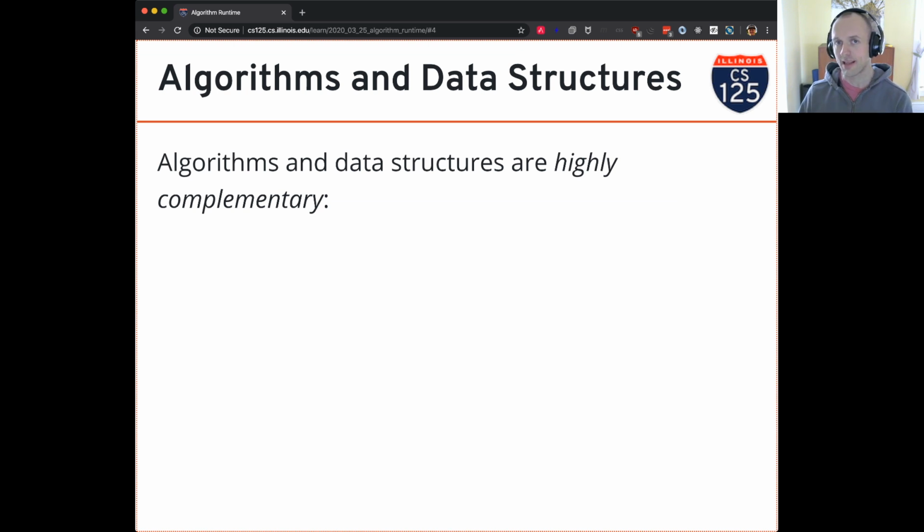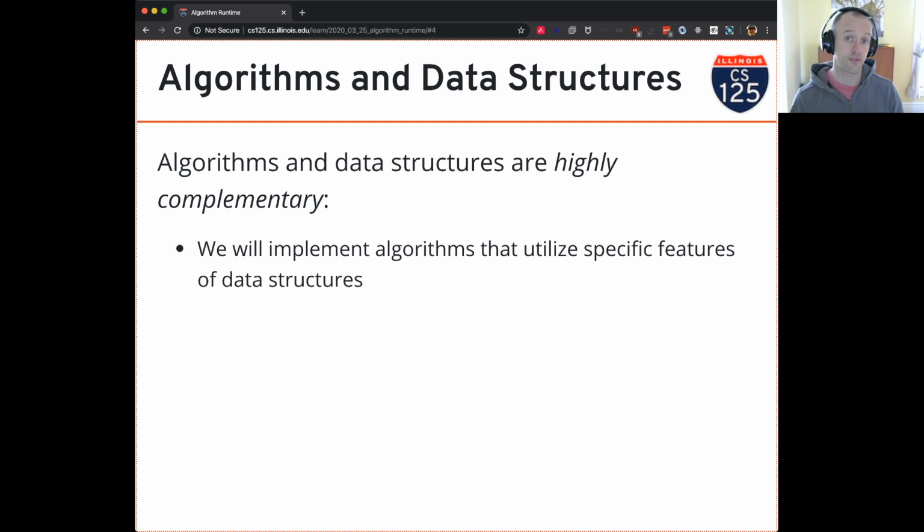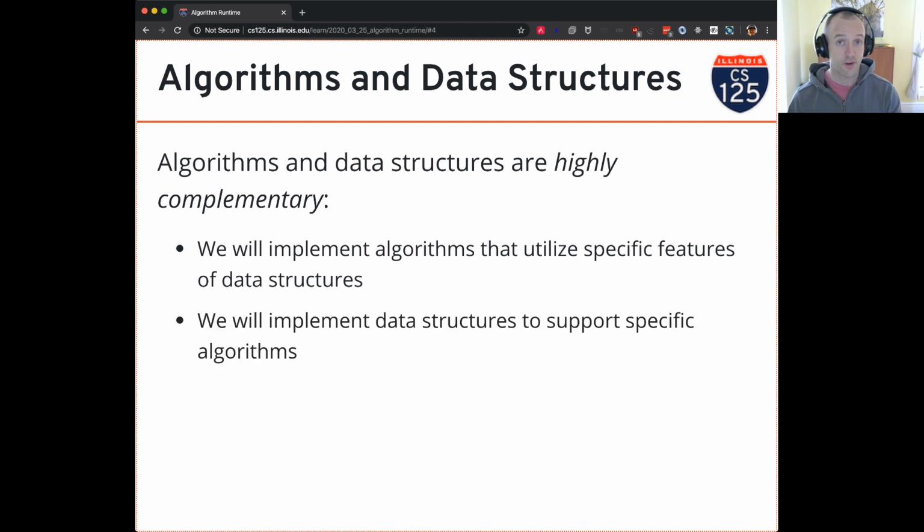So data structures typically exist, and again, we'll talk about this when we talk about lists, in different ways of structuring data because certain algorithms utilize that structure in order to operate more efficiently. So technically, you could store all the data that you ever wanted to use in an array, but there are certain algorithms that run very slowly on data stored in an array that can run much more quickly if the data is stored in a different way. And so we're going to implement algorithms that utilize specific features of data structures, and we're also frequently going to implement data structures with a certain algorithm in mind, right?